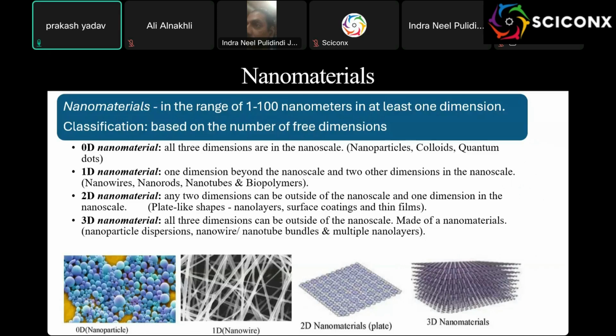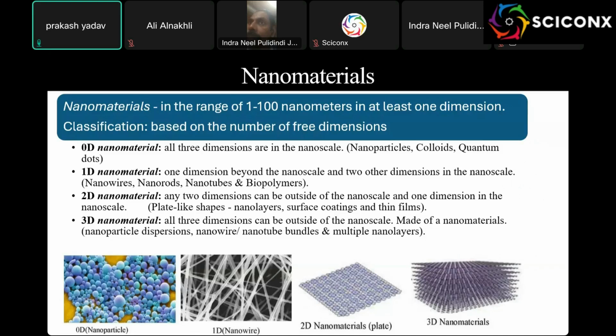And 3D nanomaterials are nanomaterials in which all three dimensions are outside the nanoscale, but the composite materials means the base materials should be nanomaterials. So a cluster of nanoparticles, a bundle of nanoribbons and nanotubes are examples of 3D nanomaterials. And we take one example, like graphite.